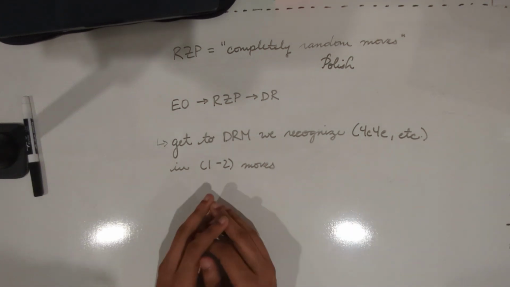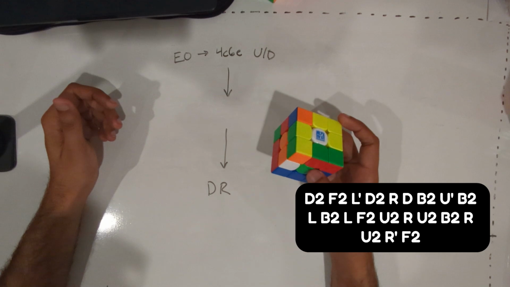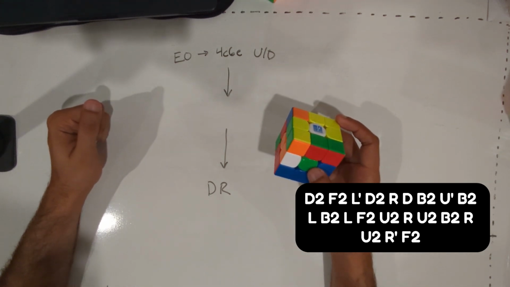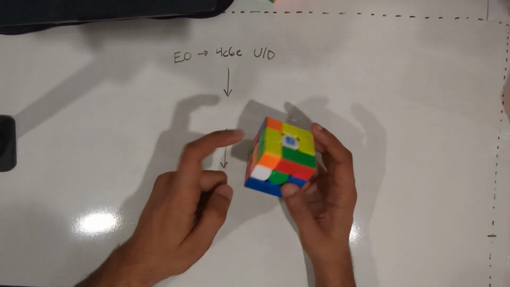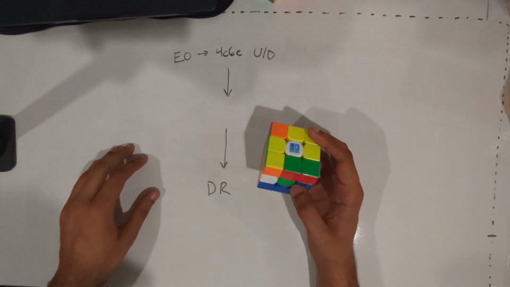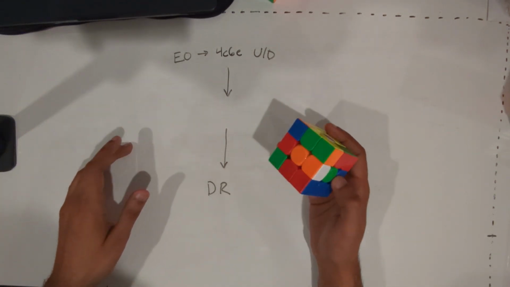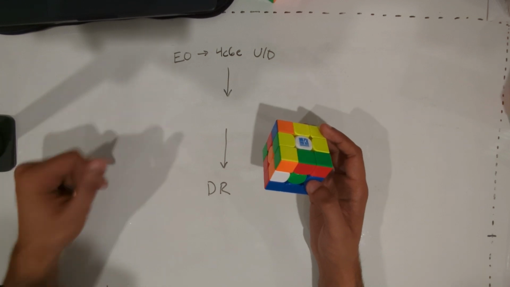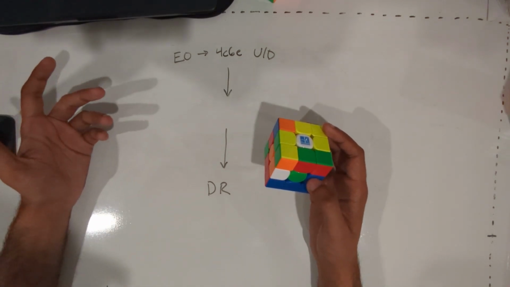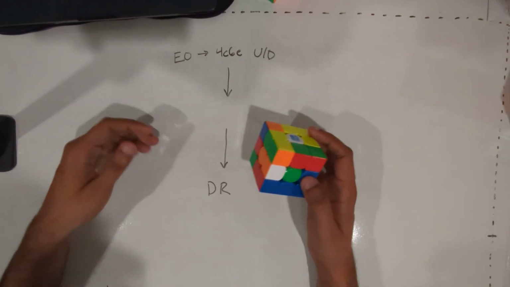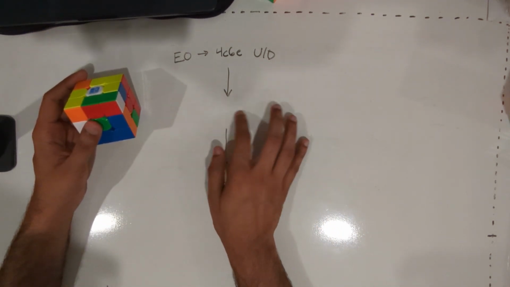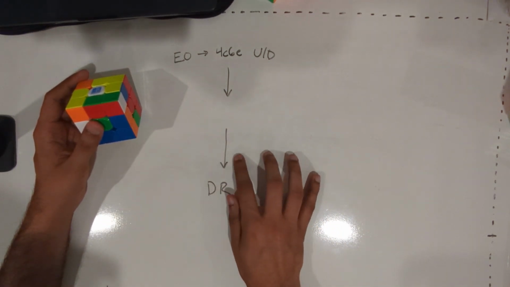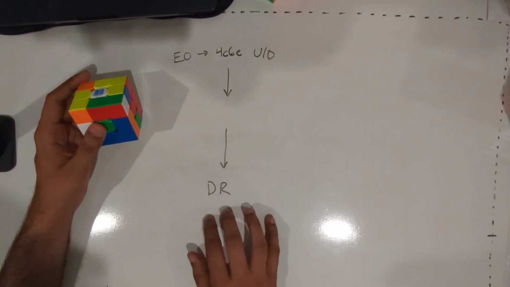This will make a little bit more sense in the next example we look at. Let's take a peek at an example. So here we already have EO on F and B. If we choose U and D to be the DR axis, notice that we currently have 4C6E, which is not a DRM that we recognize, at least not yet. So what we need to do is do some sequence of moves in order to get to a DRM that we know, and then from there do the remaining setup moves so we can get to DR.